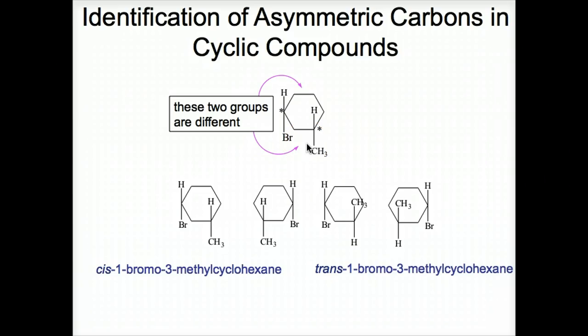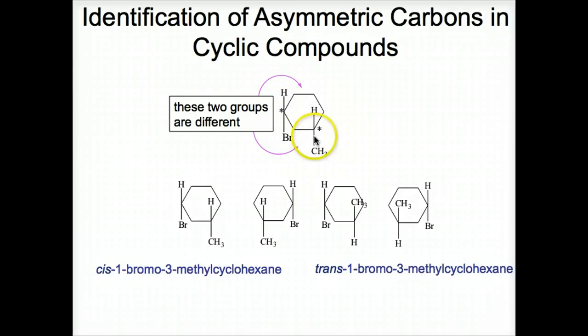In the slide where the arrows are pointing, indicating these two groups are different, means that the carbon is also bonded to 2 different carbon-containing groups, which are here and here. They're different from each other. 2 enantiomers can be drawn for the cis isomer, and 2 enantiomers can be drawn for the trans isomer. We're using cis and trans because of the ring structure that exists.